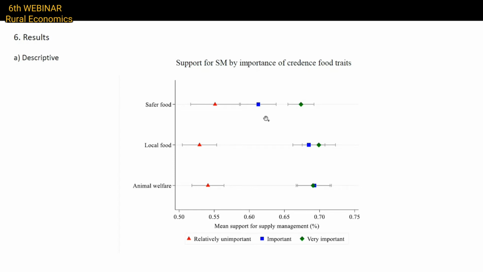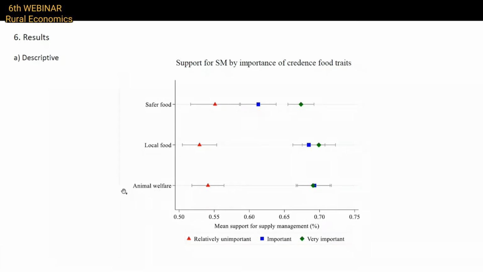Another really interesting one, we asked people, when you go to the grocery store, do you actually make purchasing decisions based on whether or not something sells itself as being locally produced? Okay, so again, people who said local production is relatively unimportant in their purchasing decisions had lower support for supply management, average value of about 54%. People who said this was very important, much higher, about 70%. So not quite, but almost a 20 percentage point difference. So that's really a wide difference in predicted values.